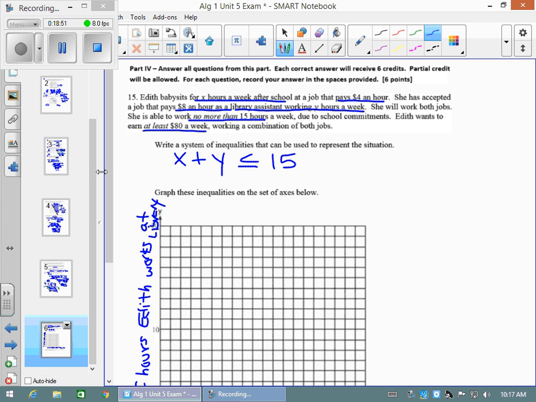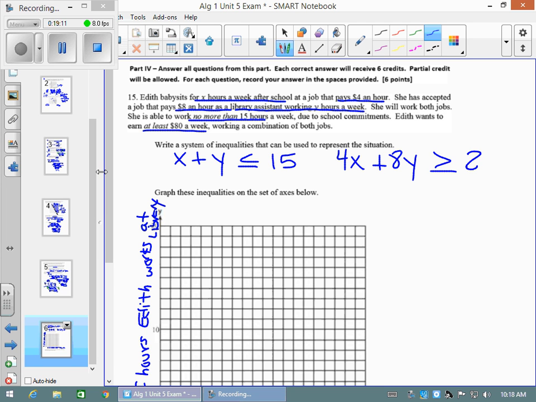So now I need to take the money into play here. $4 an hour is what she makes babysitting, so 4x, plus she makes $8 an hour as a library assistant, so plus 8y, and she wants to make at least $80, meaning she could make more, but she'd be happy if she made at least 80, so greater than or equal to.